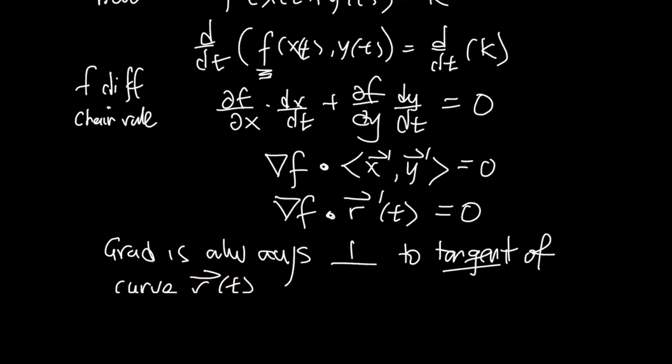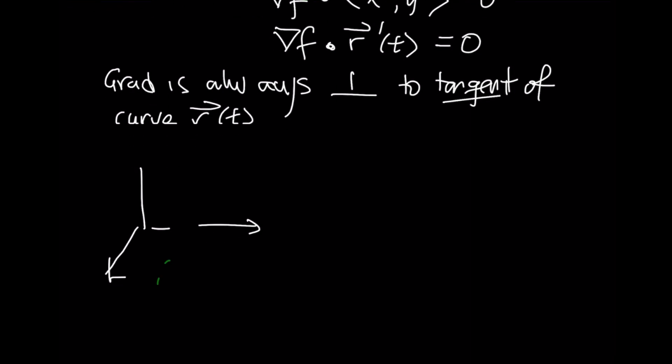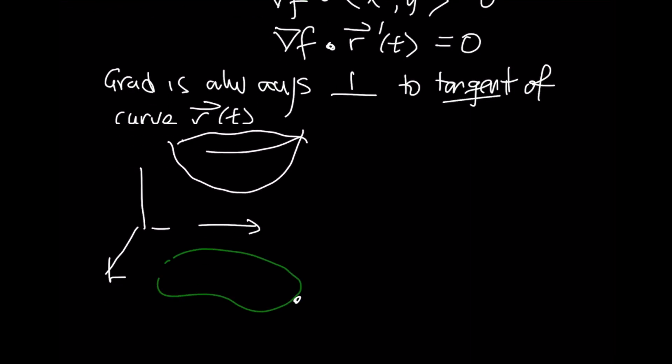So if we think about it back in terms of that picture again, there's my curve, my function up here, and at any point on this curve, there's a tangent direction, r prime. The gradient vector will always be perpendicular to that tangent. Now, wherever you move along that curve, the gradient vector will always be orthogonal to the direction of that curve.